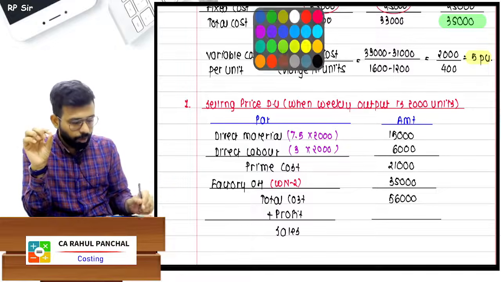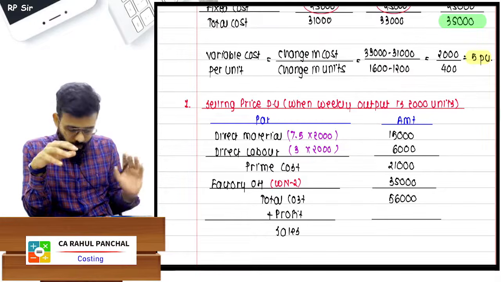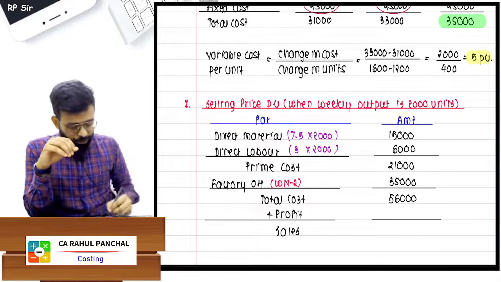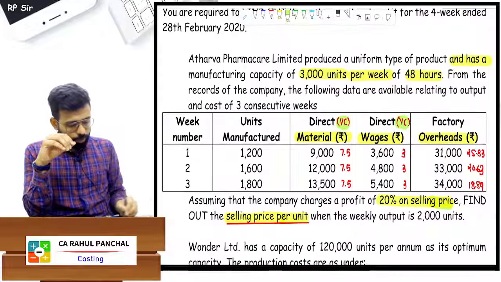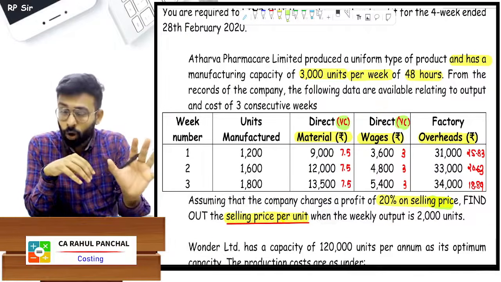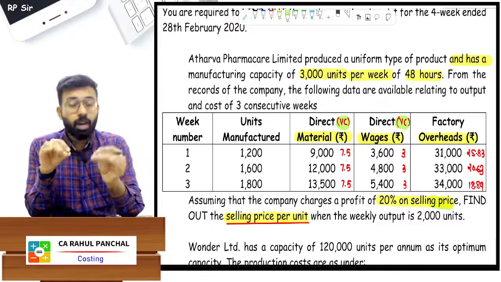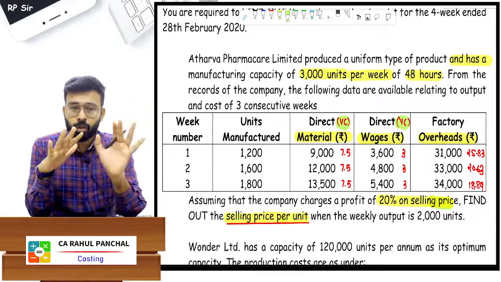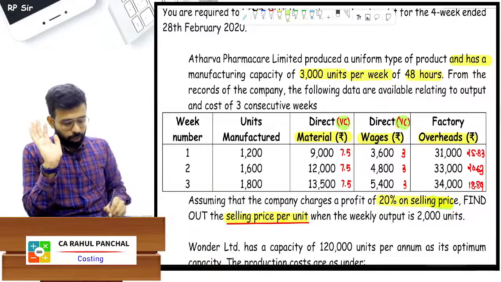You have done that in foundation, so it is up to you, the way you do. It is written in the question that profit is 20% on the selling price. It means it will be 25% on the cost. If you know that, that is very good. That is 1/4 on cost, 1/5 on sales. But I don't remember those things, to be very frank.